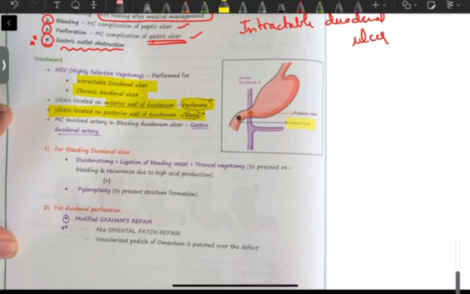This ulcer is located in the anterior wall and it will usually perforate. Okay, the posterior wall, whichever ulcer is there, it will usually bleed. And the most common artery involved in bleeding duodenal ulcer is the gastroduodenal artery. And since it is supplying from the posterior part, whatever ulcer occurs in the posterior wall of the duodenum will usually bleed, and anteriorly it will perforate.